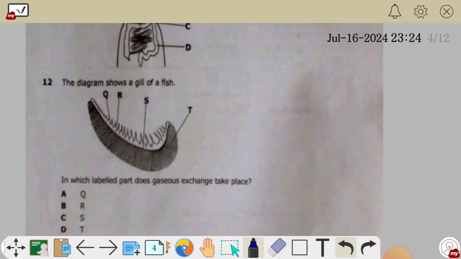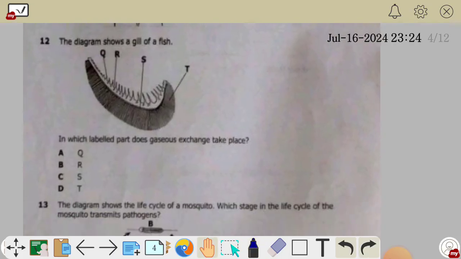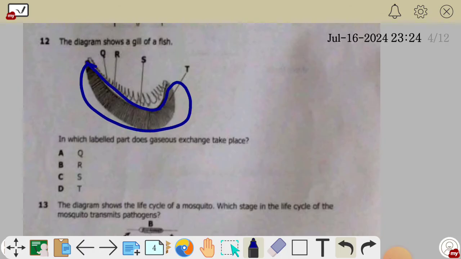Question 12. The diagram shows a gill of a fish. So this is a gill of a fish. In which labeled part does gaseous exchange take place? So the most highly blood-supplied part is T. That T is where gaseous exchange takes place.